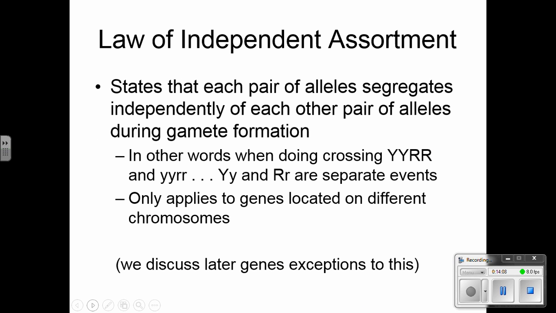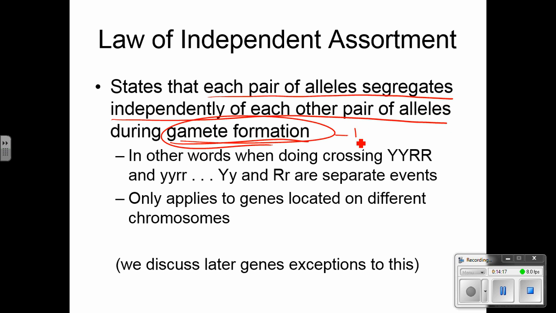The law of independent assortment states that each pair of alleles segregates independently of each other during gamete formation. So again, gamete formation is what? It's meiosis. I hope that's what you said. Okay. So this is going back to what you learned about meiosis. In other words, when crossing these and crossing these, these are separate events.